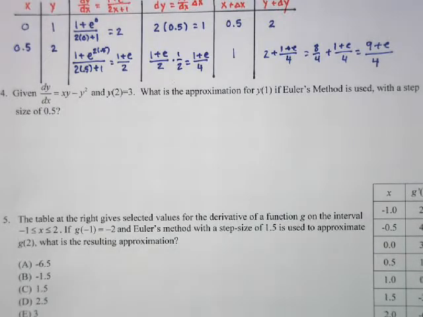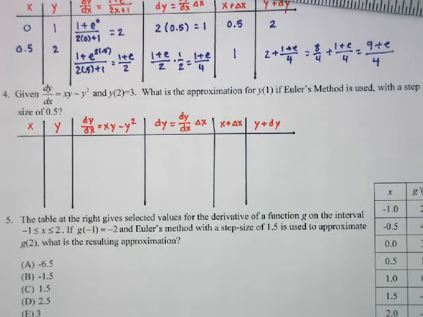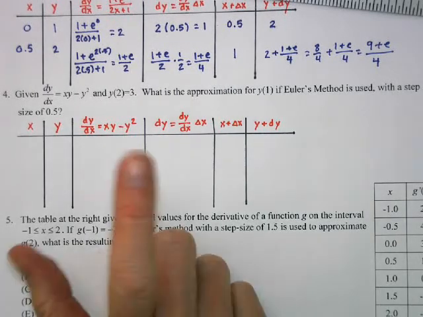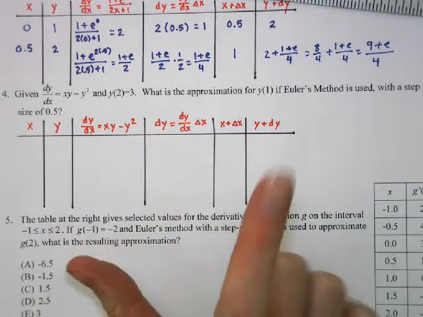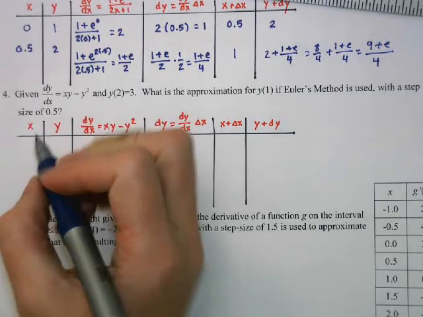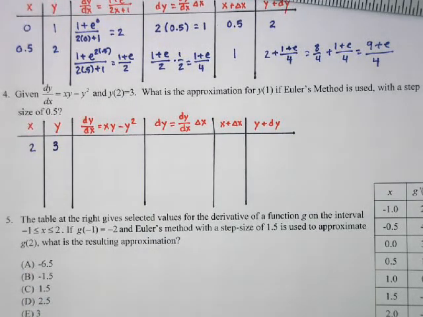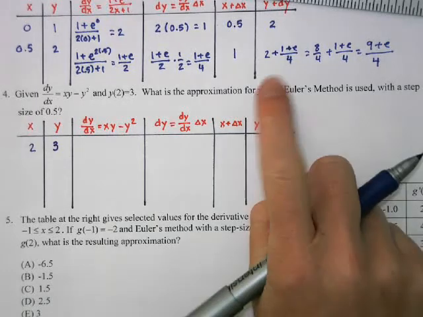Alright, so we're going to do another one of these. Given dy dx equals xy minus y squared and y of 2 equals 3, what is the approximation for y of 1? Okay, using a step size of 0.5. So start with our chart. All right, so we've got our x, our y, our differential equation, calculating dy, x plus dx, and y plus dy. All right, so we are starting at the point (2, 3), but our end destination is 1.